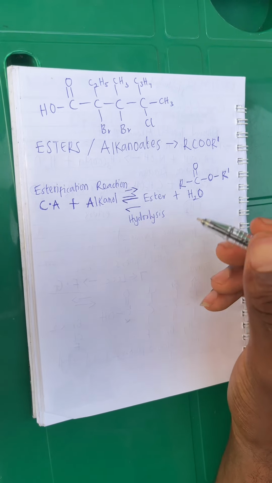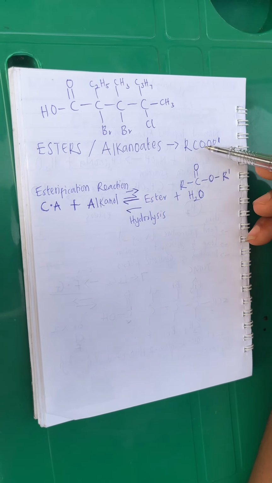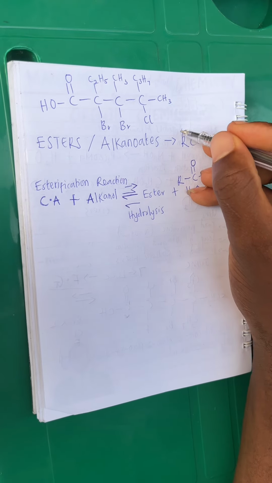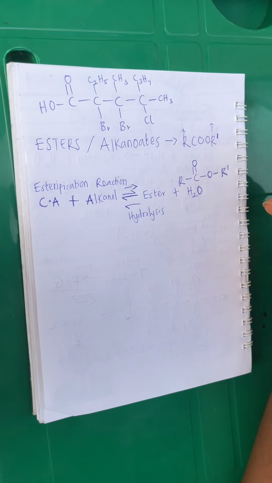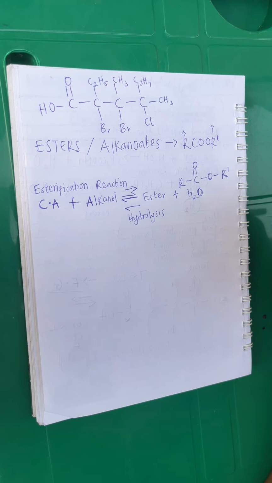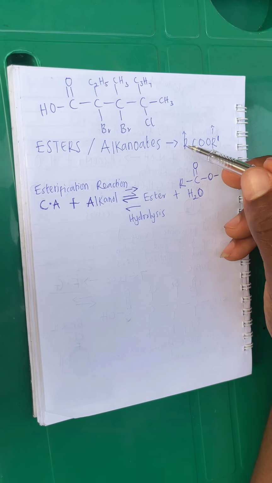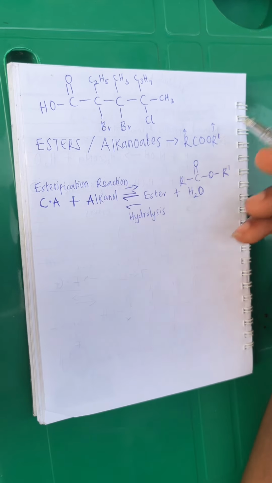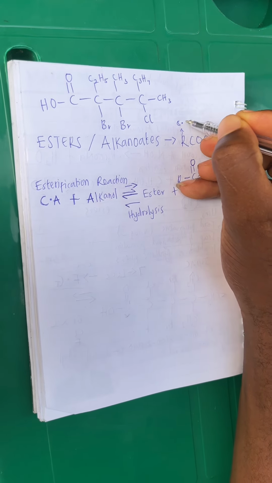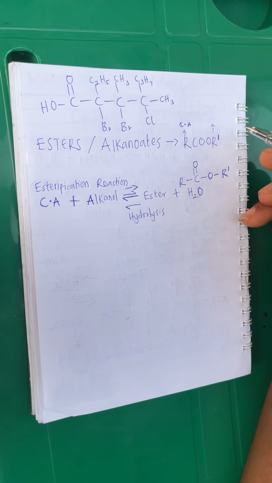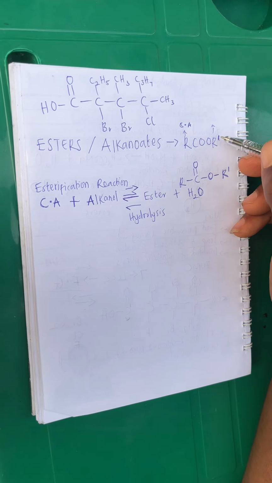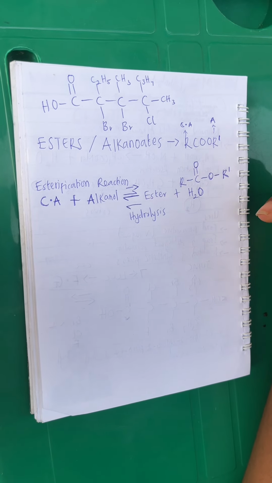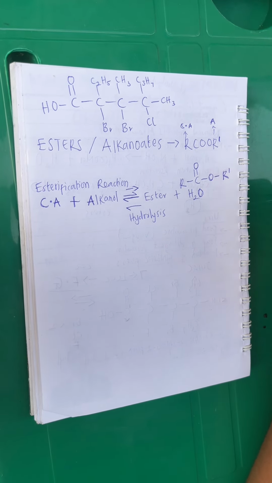Now let me tell you how these are formed. In the formula RCOOR', what is this R? It's an alkyl group. What is R'? It is also an alkyl group. But where are the alkyl groups gotten from? This R is the alkyl group of the carboxylic acid, while R' is the alkyl group of the alkanol, or of the alcohol.